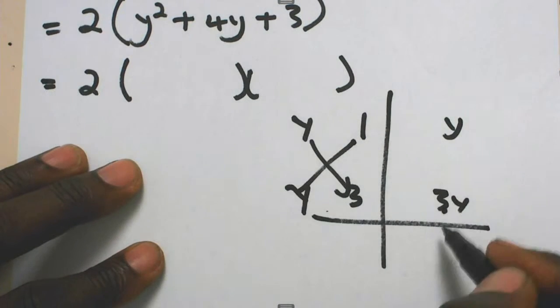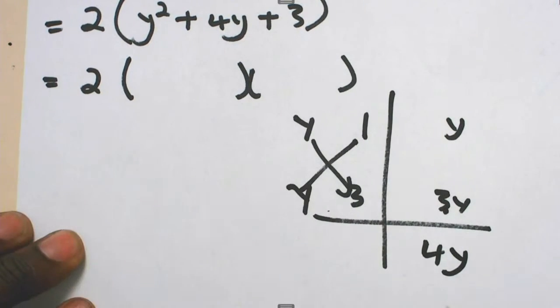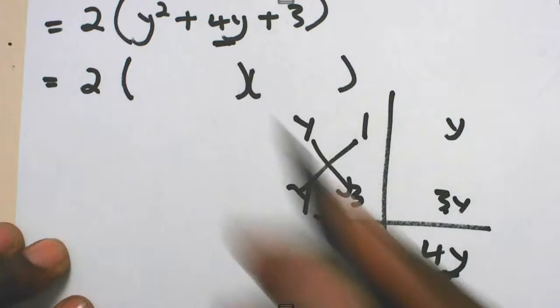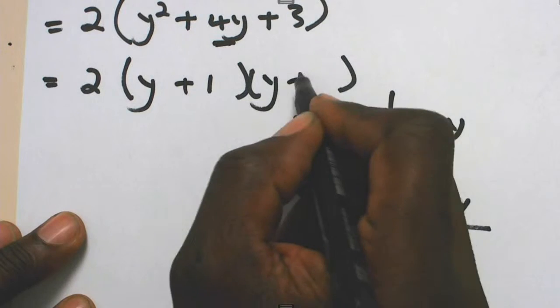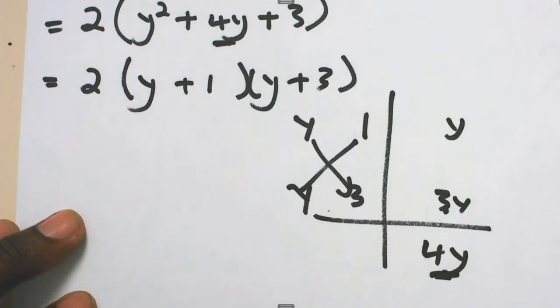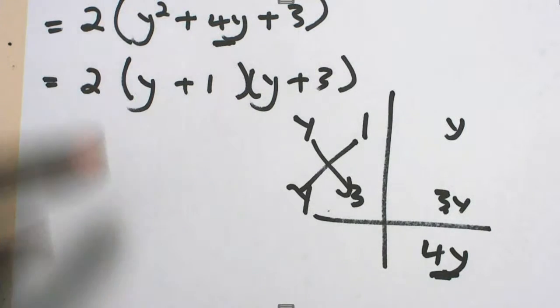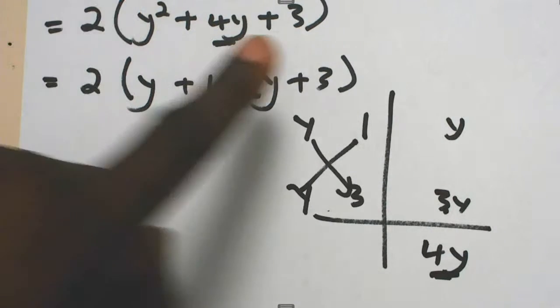Then when you add them, it is 4y. This is the same as the middle term. Therefore, the factors will be y plus 1 and y plus 3. The table is very important because you will find the factors of y. Remember, when you're doing the common factor, I said we have to find the factors of the 2 terms. Here we find the factors of the first term and the last term.